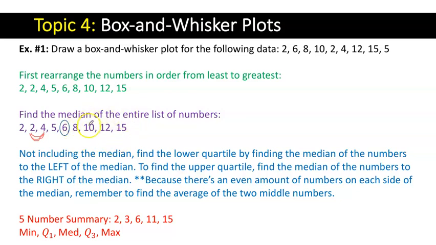We do the same thing on the right hand side between 10 and 12, because there's an even amount of numbers. You know the number is 11, so then that's going to be your upper quartile. So now we have what's called the 5-number summary. The 5-number summary tells me the minimum value, which here is 2, the lower quartile Q1, which we figured out is 3, the median, which is 6, the upper quartile Q3, which is 11, and the max, which is 15.